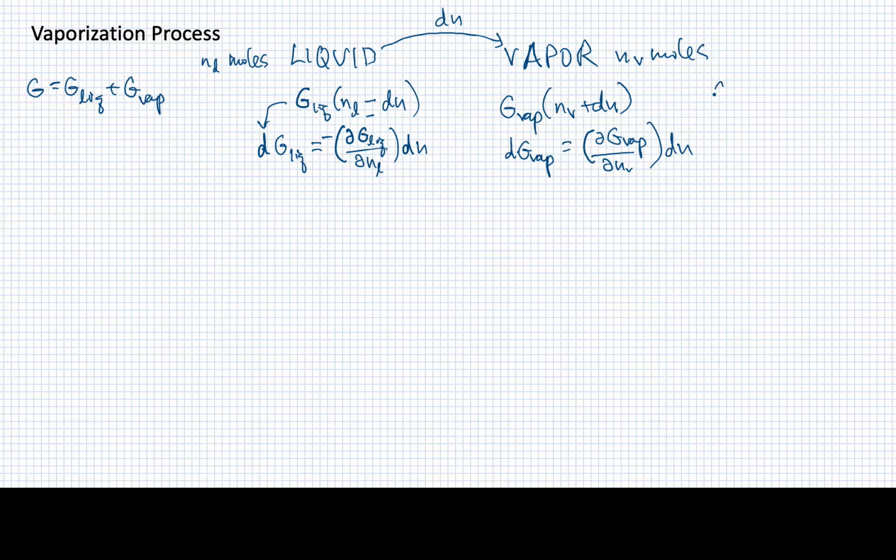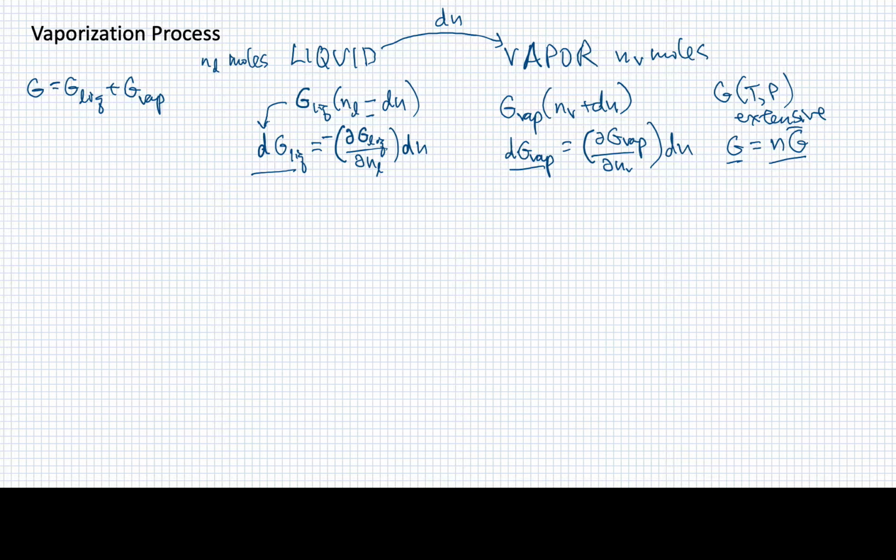Now, I know that Gibbs energy is ordinarily a function of temperature and pressure, but I also know that it is an extensive property. In other words, I know that Gibbs energy can be written as N times the molar Gibbs energy. So there is inherently a dependence of the Gibbs energy on the number of moles. That reassures me that these changes in the Gibbs energy that I'm writing here are something I might be able to track if I do my mathematics and my accounting carefully.